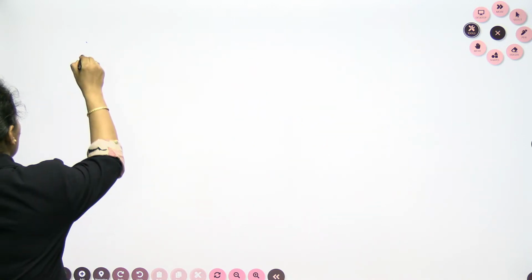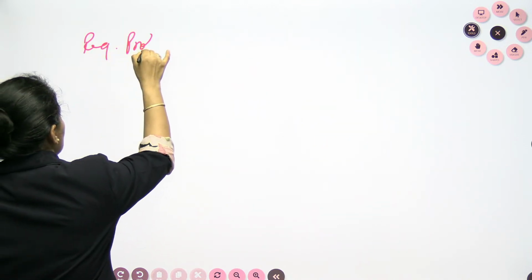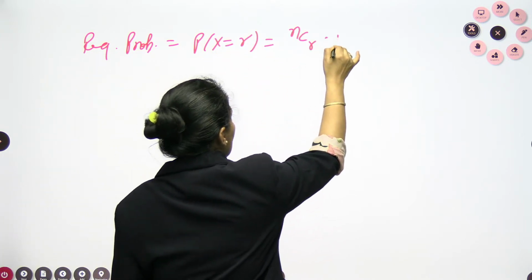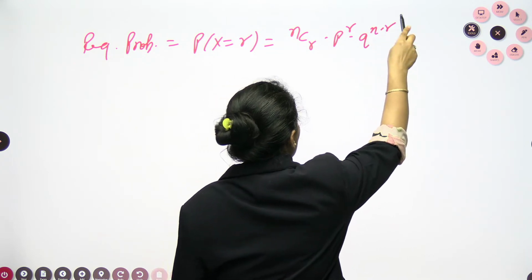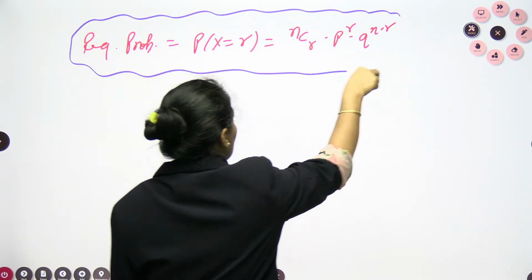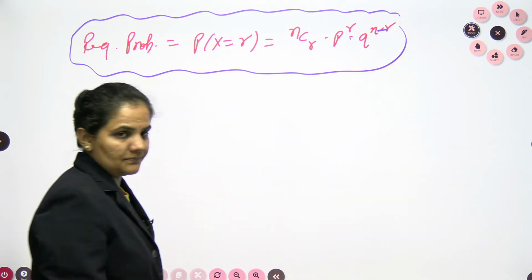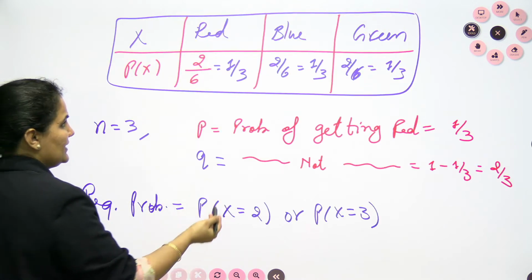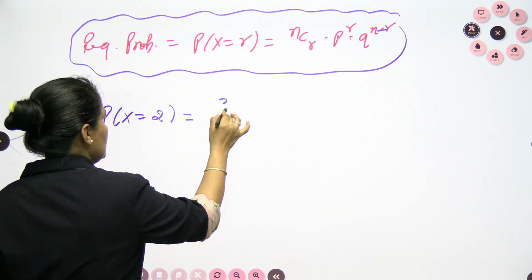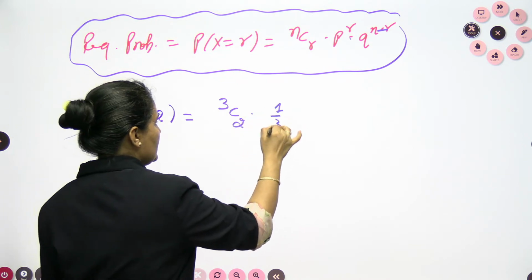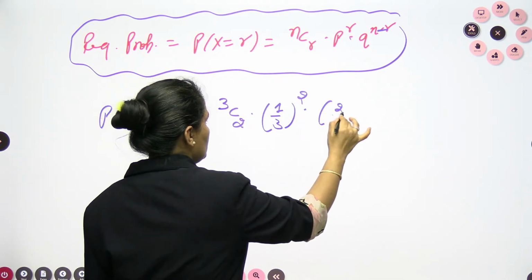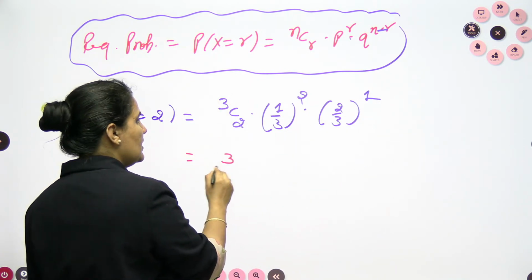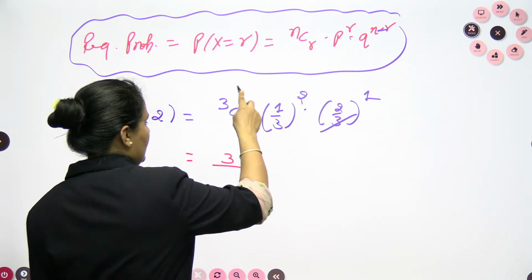Now we can write down the required probability by the binomial. I hope you know the formula. Probability at x equals r is nCr p power r q power n minus r. This is the formula of binomial distribution which I am going to use here. So the probability at x equals 2, I am writing separately, will be 3C2 times p, which is 1 by 3 power 2, times 2 by 3 power 1. 3C2 is 3C1, which is 3 only. And from here I can cancel 3 and 3.